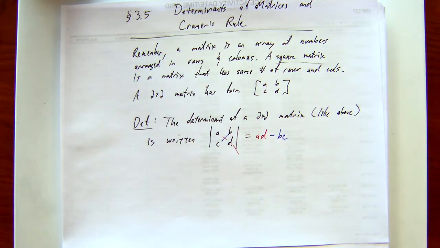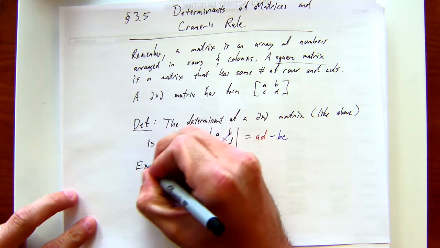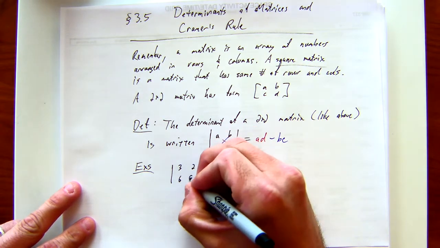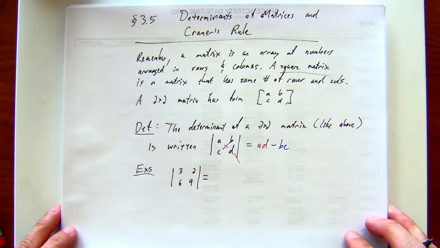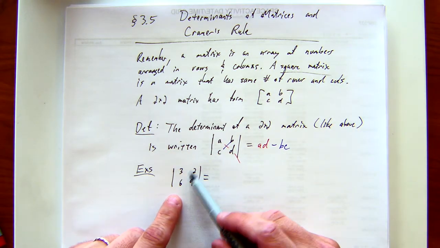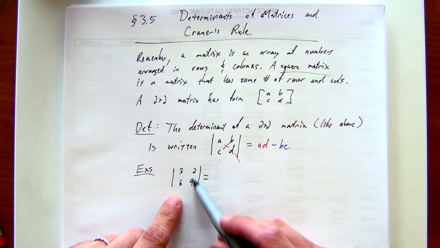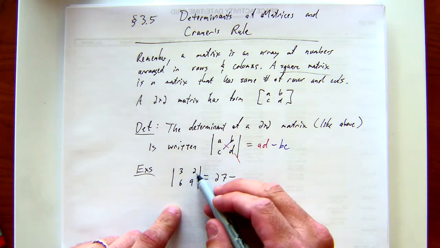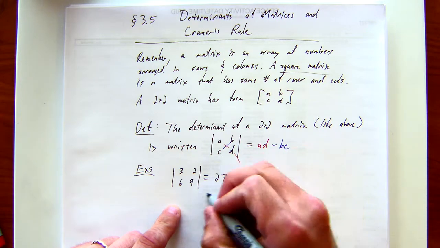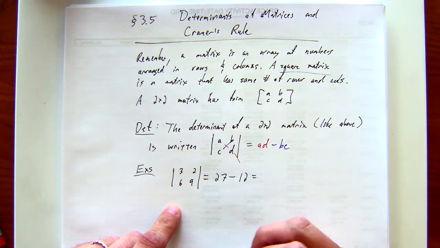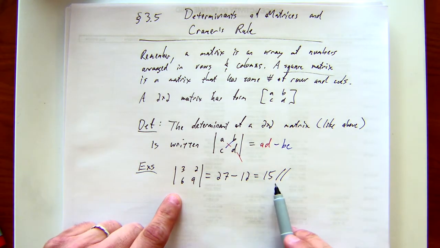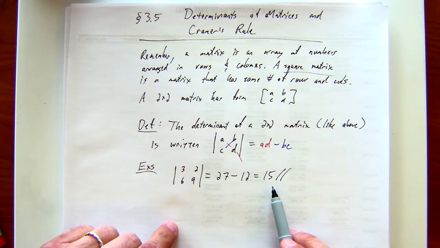So let's start with an example. Let's look at the determinant for the matrix 3, 2, 6, 9. So what do we get? 9 times 3, or 3 times 9, the same thing, is what? 27. Minus 6 times 2 is 12. And then what does this equal? 27 minus 12? 15. And that's it. So the determinant of a matrix will give you a regular number. Okay, just a regular number.